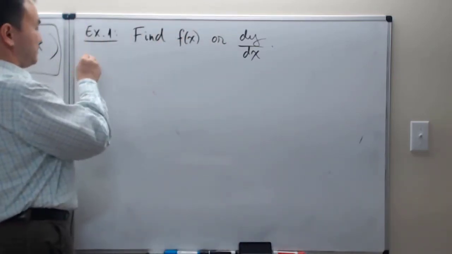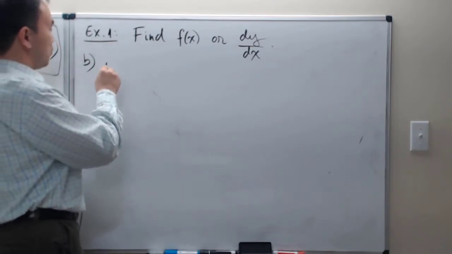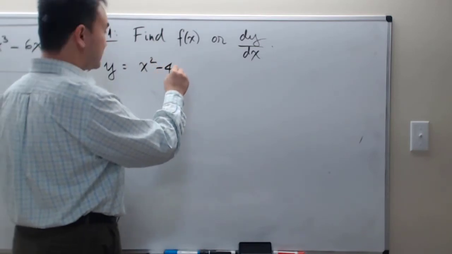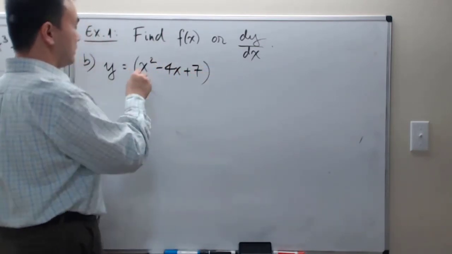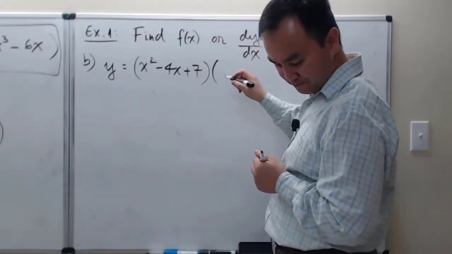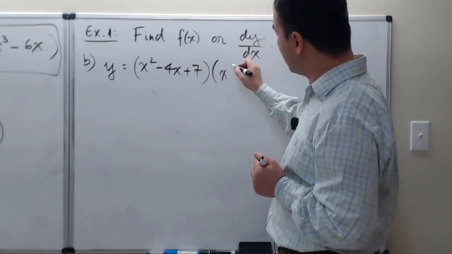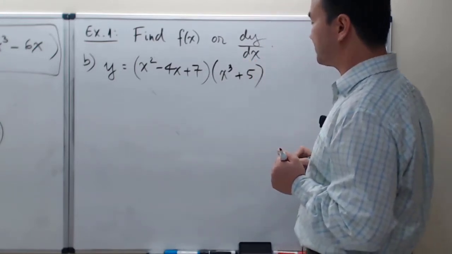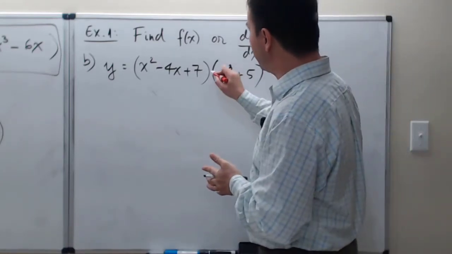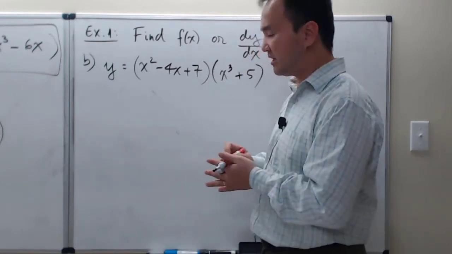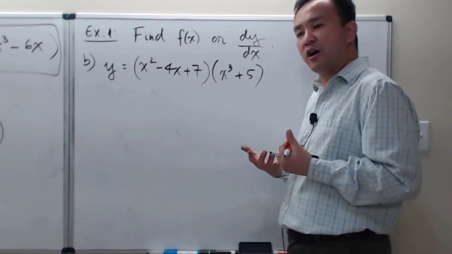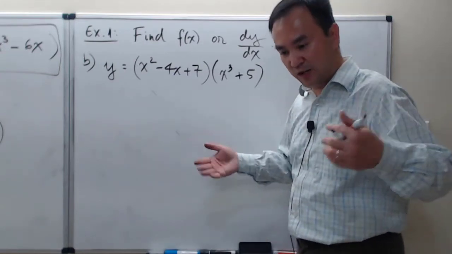So part B here, we're asked to find the derivative of the function y equals x squared minus 4x plus 7, in product with x cubed plus 5. Allow me to write a little bit smaller than the earlier problem so that I can have more space. Once again, realizing we have a product right here, be ready for the product rule. Besides, the entire discussion here is about the product rule, so we're trying to find as much opportunity to apply the product rule as we can.